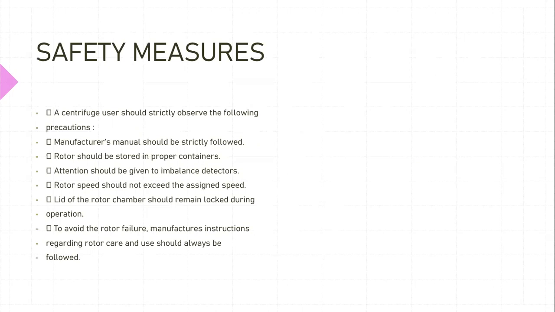A centrifuge user should strictly observe the following precautions. Number one, the manufacturer's manual should be strictly followed. You should always consult the manual before starting work on the centrifuge. Rotor should be stored in proper containers. Attention should be given to the imbalance detector. Rotor speed should not exceed the assigned speed. Lid of the rotor chamber should remain locked during the operation. This is very, very important, extremely important. To avoid rotor failure, manufacturer's instructions regarding rotor care and use should always be followed.